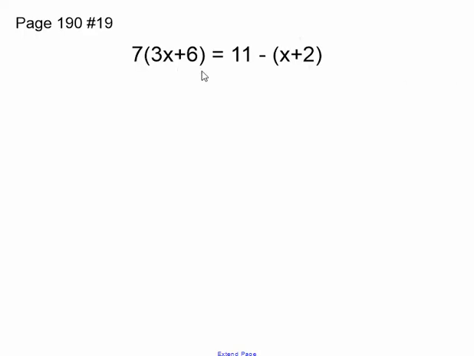On this left-hand side, I'm going to use the distributive property. I'm going to take 7 times 3x, and I'm going to take 7 times 6. So on the left-hand side, I get 21x plus 42.